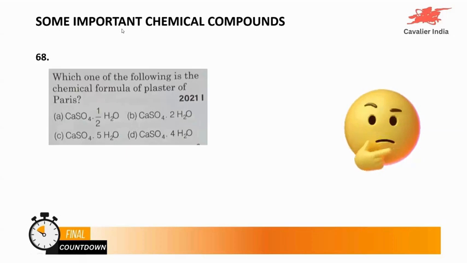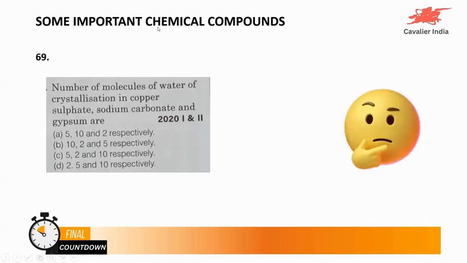And which one of the following is the chemical formula for plaster of Paris? CaSO4 half H2O, CaSO4 2H2O, CaSO4 5H2O, CaSO4 4H2O. Which is the answer? Yes, very good. Plaster of Paris is calcium sulfate half H2O. CaSO4 2H2O is which one? Gypsum. So plaster of Paris has the formula CaSO4 half H2O. Okay, very good.